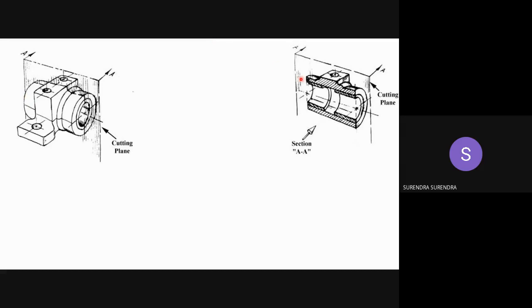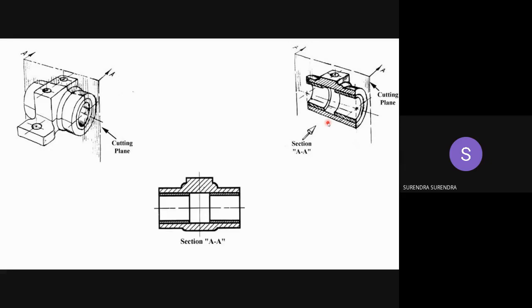So what we're going to do is cut the component with a cutting plane, remove one side of the cutting plane, and represent only the remaining half. Now see here, if we represent a component like this, we can see all the internal details clearly. Instead of representing them with dashed lines, if you cut the component into two halves and remove one half, you can see the internal components clearly. See the front view now.